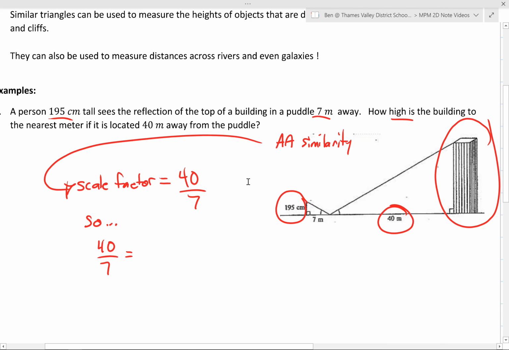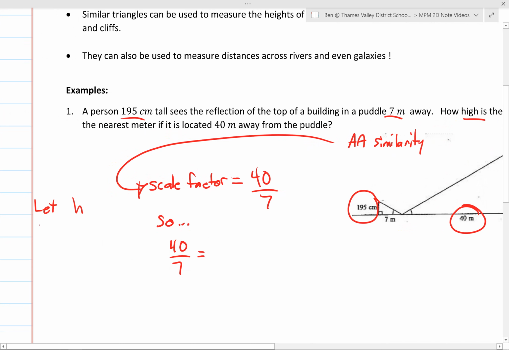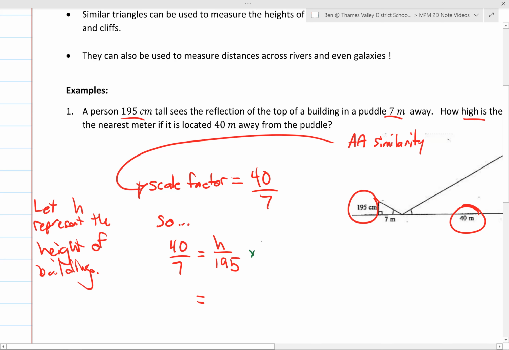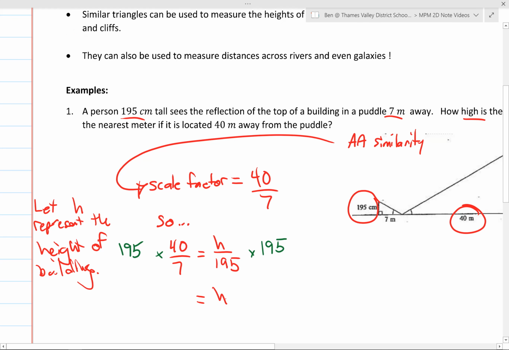We need a bit of a let statement in here. Let H represent the height of the building. So we have 40 over 7 equals H divided by 195. Then we can isolate H by multiplying both sides by 195, leaving us with H on the right-hand side. On the left-hand side, we can plug that into our calculator: 195 times 40 divided by 7.